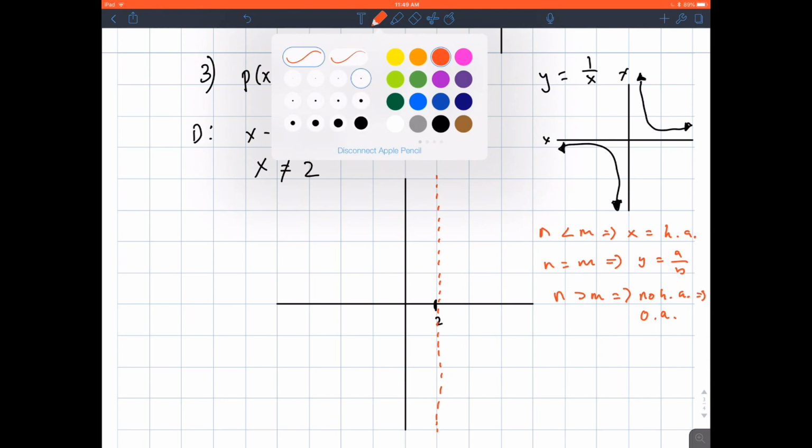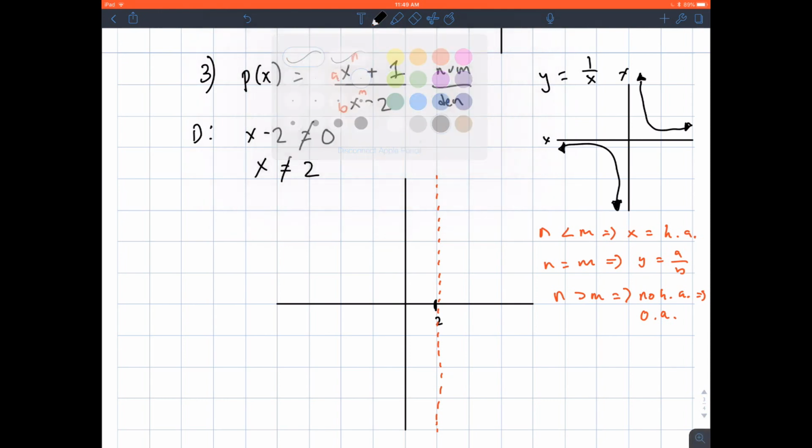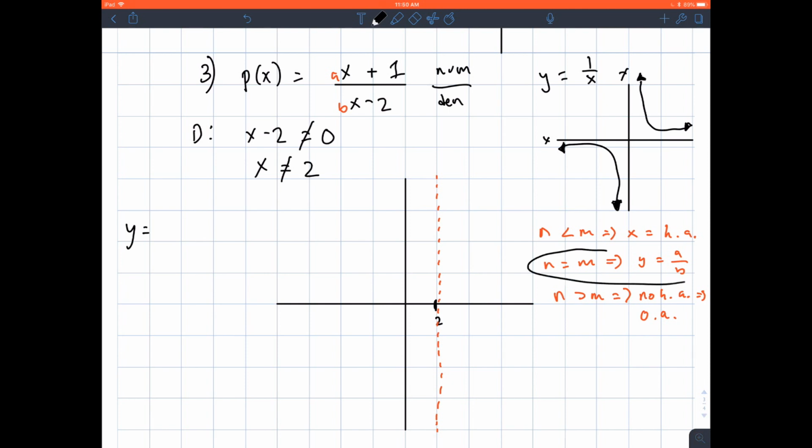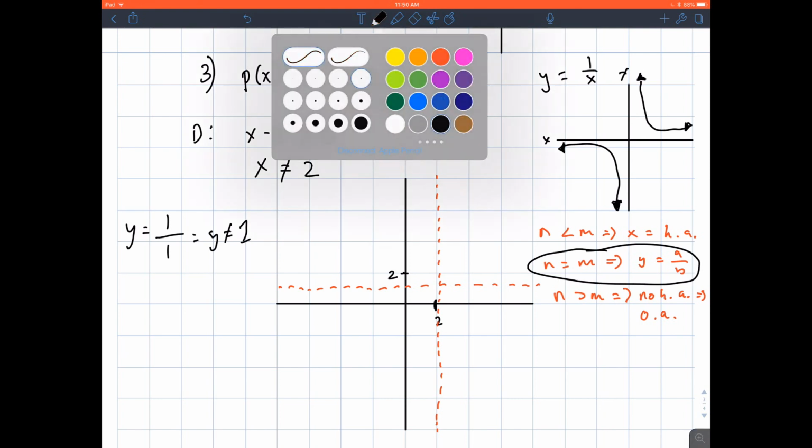So, a, b. Okay, we can clearly see that n and m are 1. So they equal each other. So the way to do that is y, per the definition right over here, y is equal to a over b. The number in front of x is 1. And b, right here, the number in front of x is 1. So y is equal to 1. That's our horizontal asymptote. So let's go ahead and do that right there. So we got 2 there. So y would look something like that. Y is equal to 1, right?